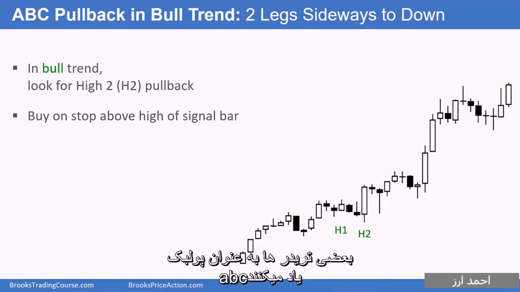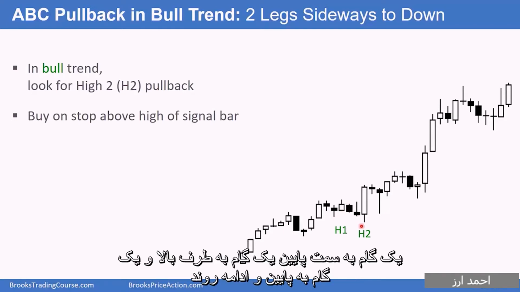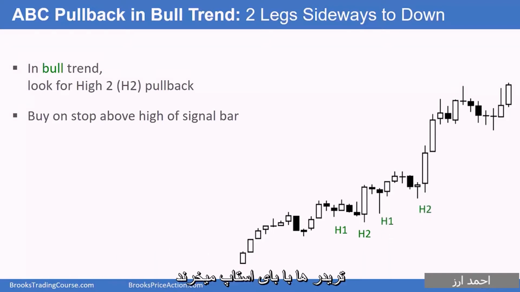Some traders would also call that an ABC pullback. So you have a bull trend and then A, B, C. A 3-legged correction, 2 legs down, 1 leg up. A leg down, B leg up, C leg down, and then bull trend resumption. And traders would buy using a stop order above the high of the bar.